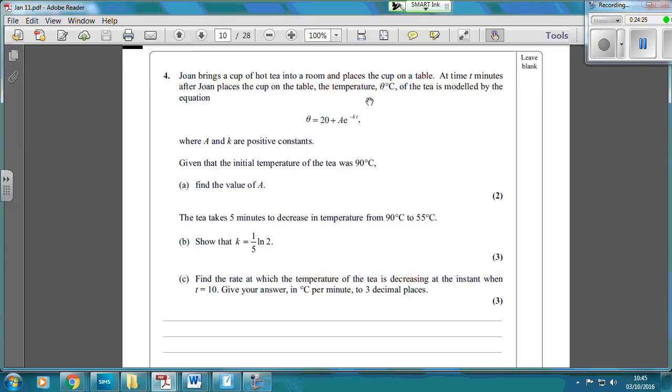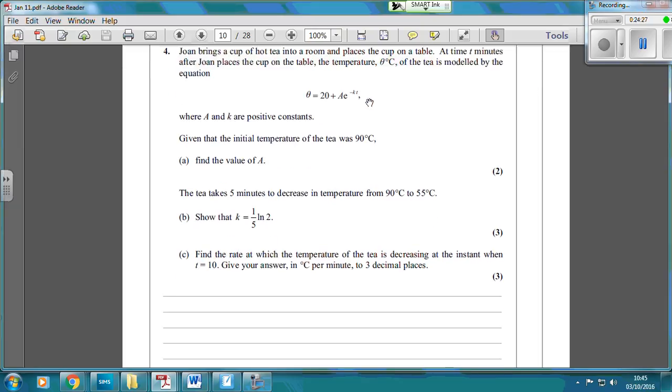Question 4. Joan brings a cup of hot tea into a room and places the cup on the table. At the time t minutes after Joan placed the cup on the table, the temperature theta degrees of the tea is modelled by the equation, where A and k are positive constants. Given that the initial temperature of the tea was 90, again, initial, they always have something like this, and as soon as it says initial, what that means is that t equals 0. Be on the lookout for that. And so the temperature was 90 degrees.